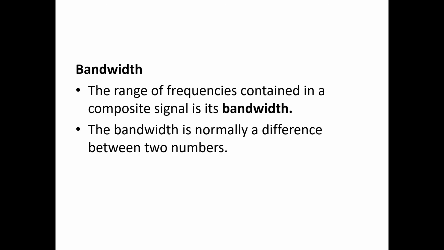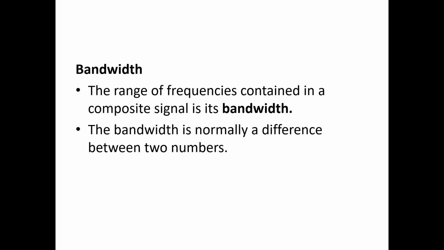Now, when I'm talking, the frequency of my voice may vary from 300 to 3100 hertz. So the range or the bandwidth would be 3100 minus 300. That would be approximately 2800. So the bandwidth would be 2800. So each bandwidth is calculated between these two numbers. That is the second point.